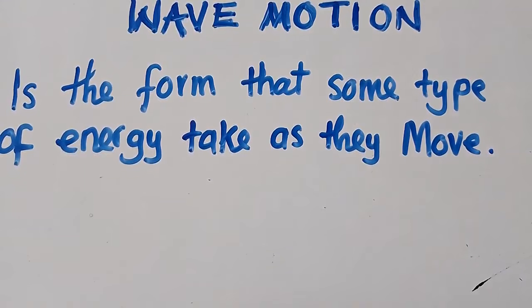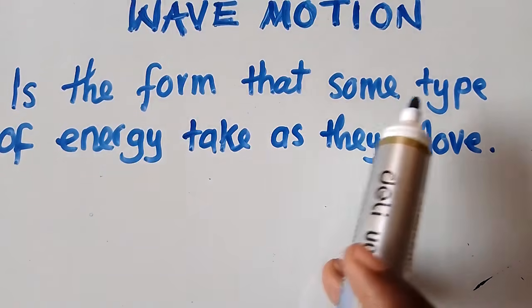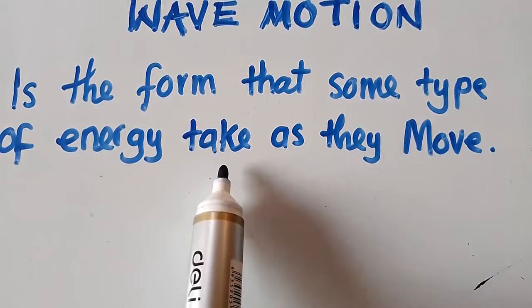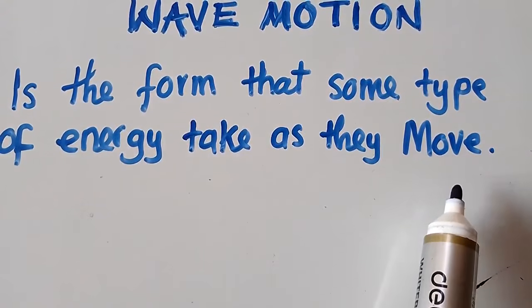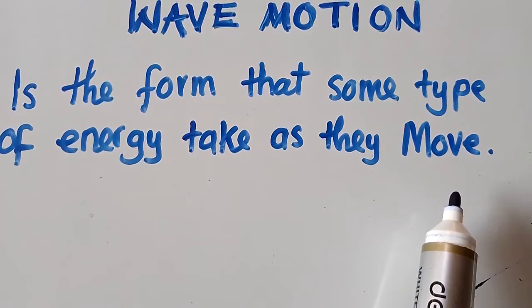So, a wave is the form that some type of energy takes as it moves. This is the definition of a wave. This is what you need to understand about a wave.